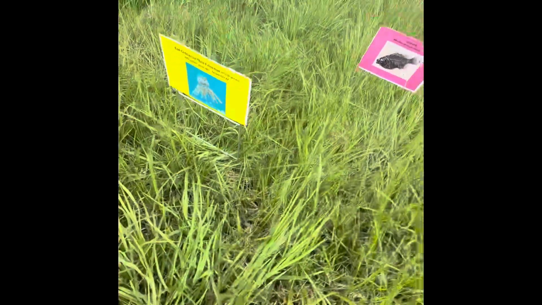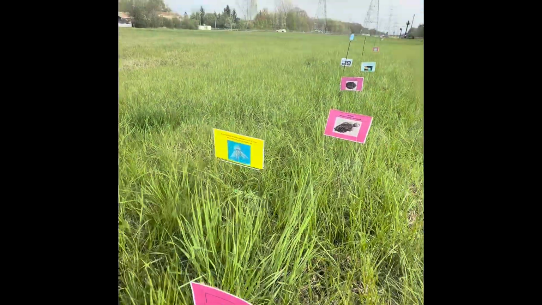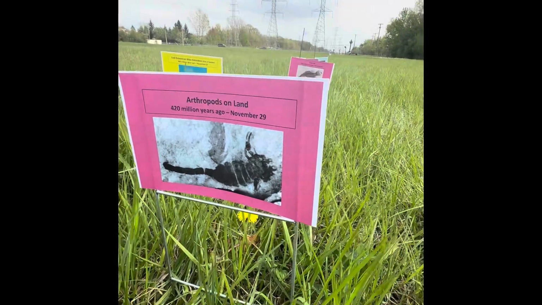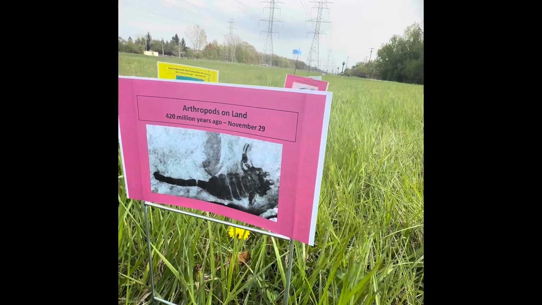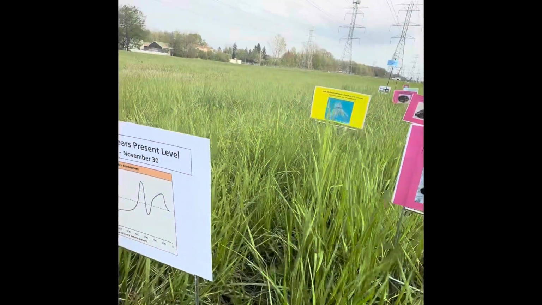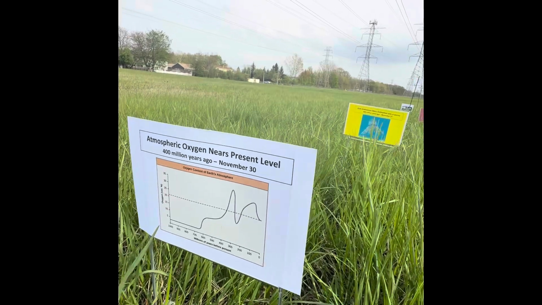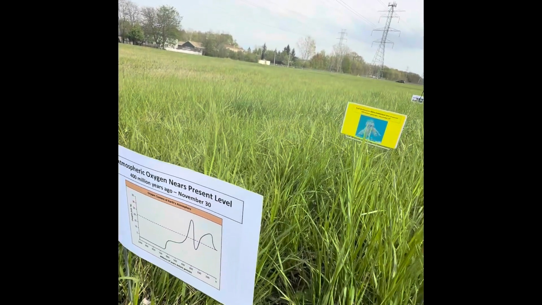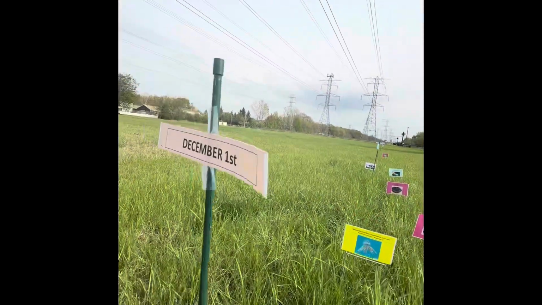And then just 2 days after that mass extinction on our cosmic calendar, at about 20 million years later, we've got our first arthropods on land, November 29th. All right, and then a day later, another 20 million years or so after that, we're at our atmospheric oxygen, which is nearing our present levels. So we're finally at a more habitable version of Earth, and look at that, we're at December 1st.